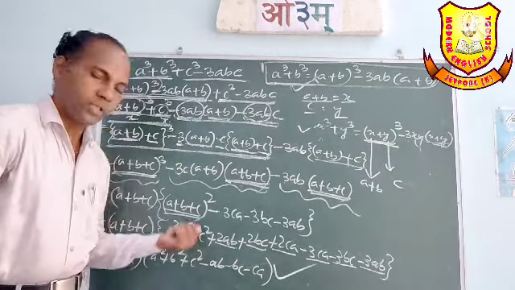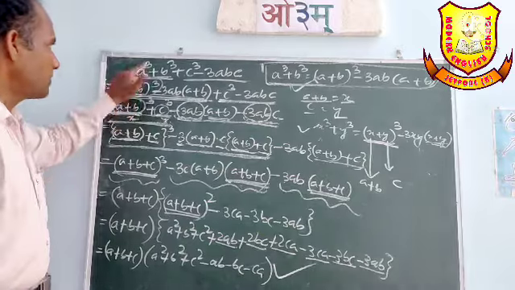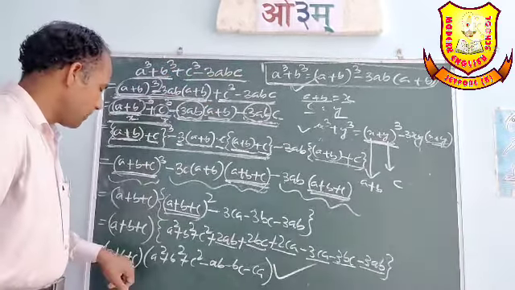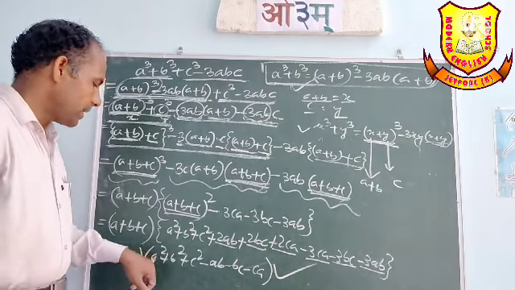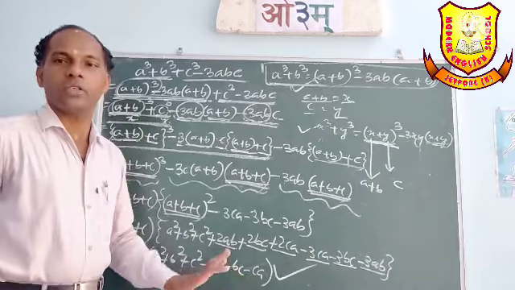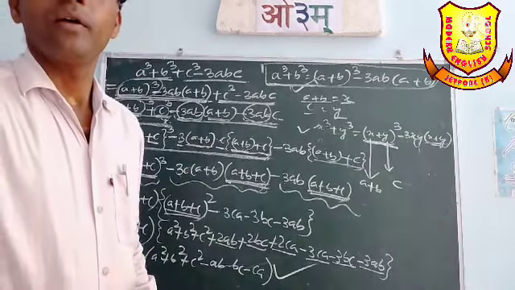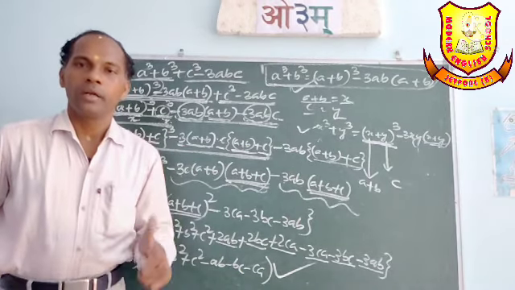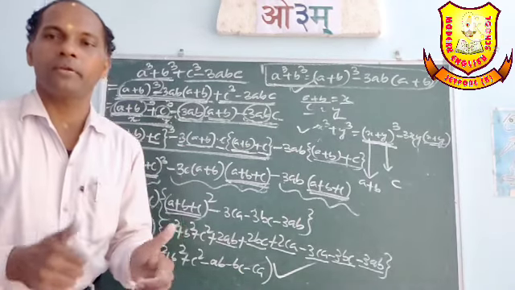So the first formula is derived and this is justified. a cube plus b cube plus c cube minus 3abc equals (a plus b plus c) whole into a square plus b square plus c square minus ab minus bc minus ca. Everybody understood now? Clear? Okay, very good.